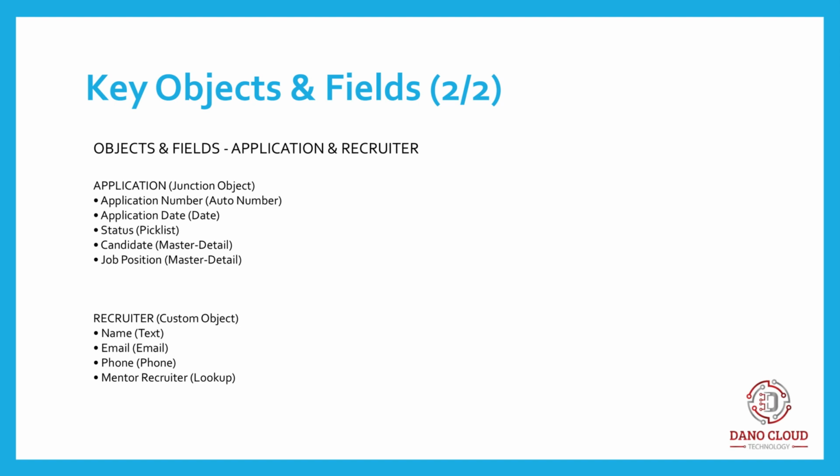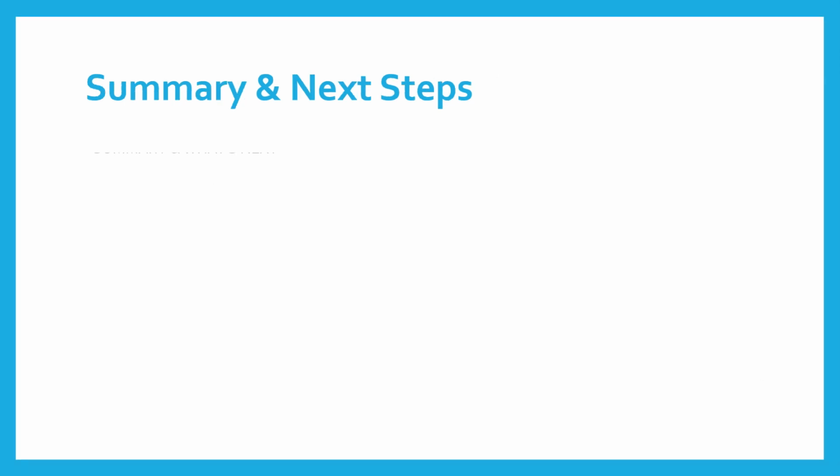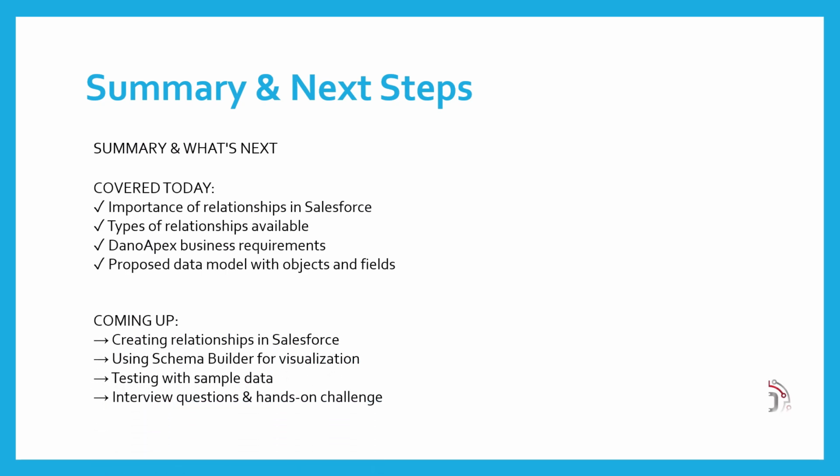Let's quickly recap what we learned today. The importance of relationships in Salesforce, the four main relationship types, the Dano recruitment app requirement, and how we build the data model with the right objects and fields.